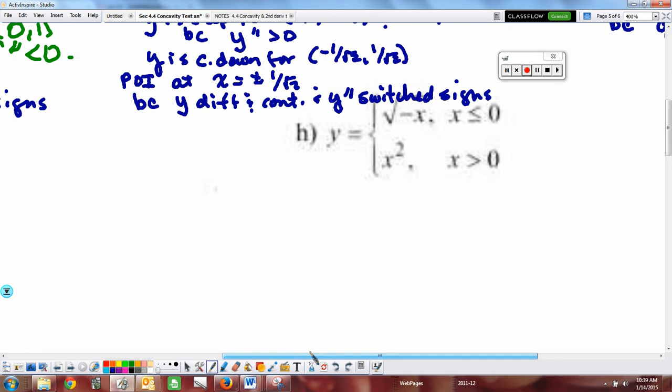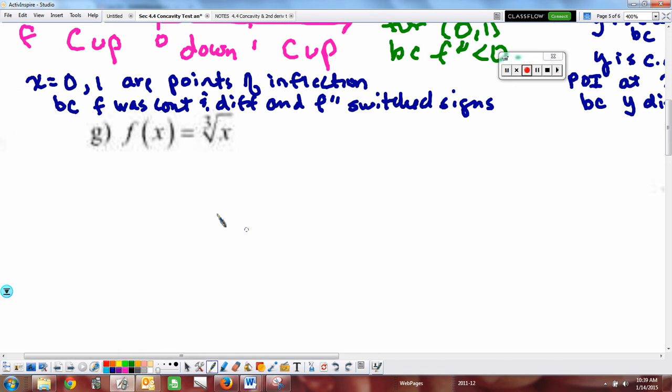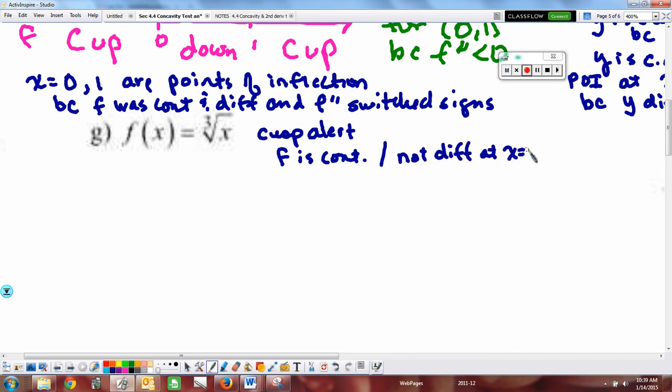All right, let's take a look at this next one. Oh, our nice little cube root, which remember we have a cusp alert. With our cube root, remember that it is a continuous function. F is continuous, but we know that it is not differentiable at x equal to 0, that we had that vertical tangent line there.